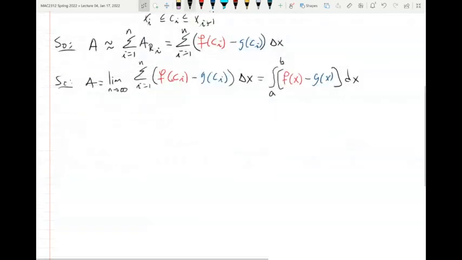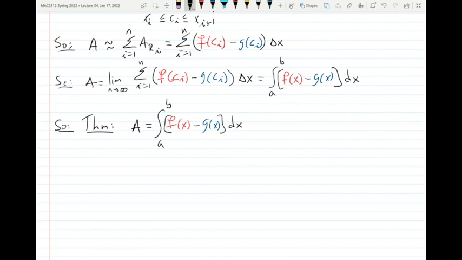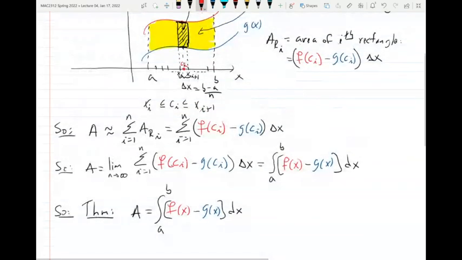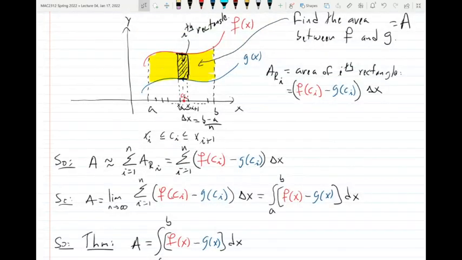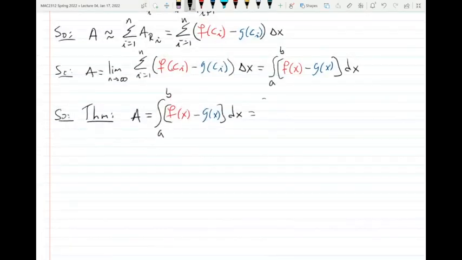Anyways, the moral of the story is, theorem: the area between the two functions can be calculated by the integral from A to B of f of x minus g of x, dx. And what you should take from here is that the difference of the functions defines the height of the rectangle. So in this case, it's always top minus bottom: the integral from A to B of whatever the top curve is minus the bottom curve.